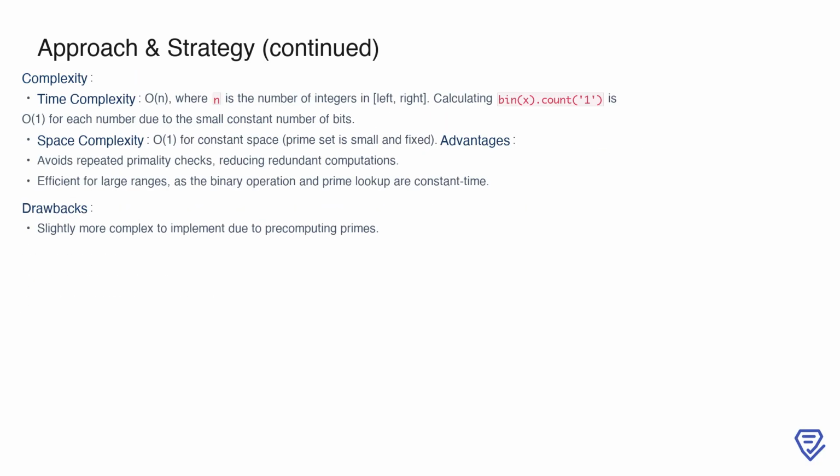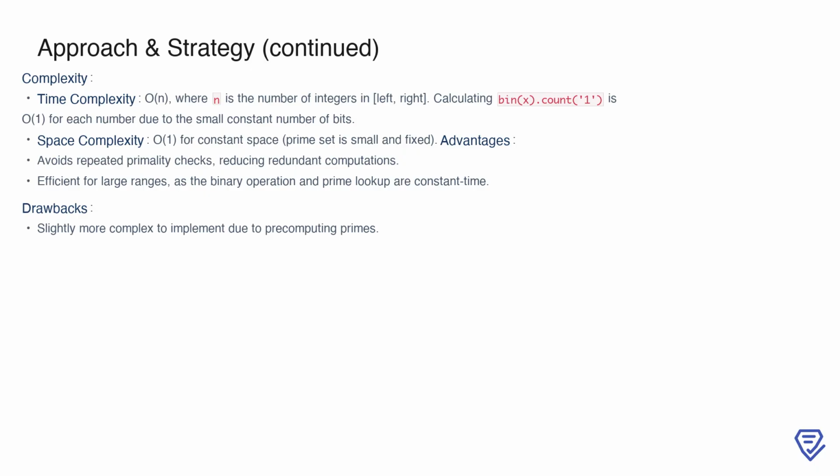The optimized approach offers clear advantages in terms of complexity. The time complexity is reduced to O(n), where n is the number of integers in the range, since operations like counting set bits and looking up primes are constant time due to the small, fixed size of the prime set. The space complexity is also O(1), as we only store a small, constant amount of data for the pre-computed primes. This makes the solution scalable, even for large ranges. Another benefit is that we avoid redundant computations, which were a major drawback of the brute force method.